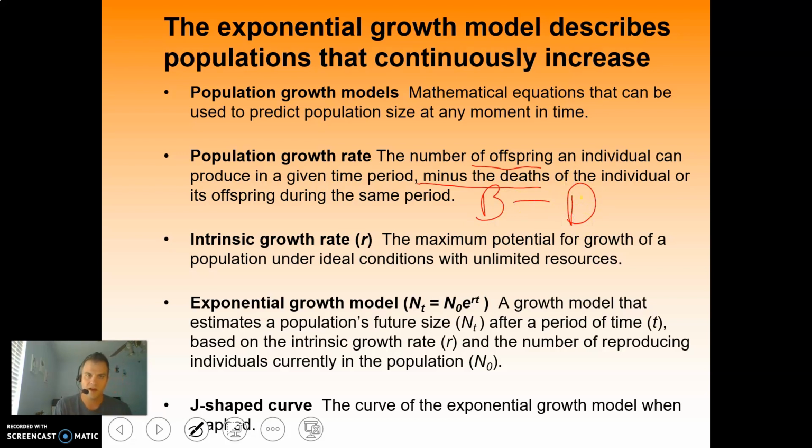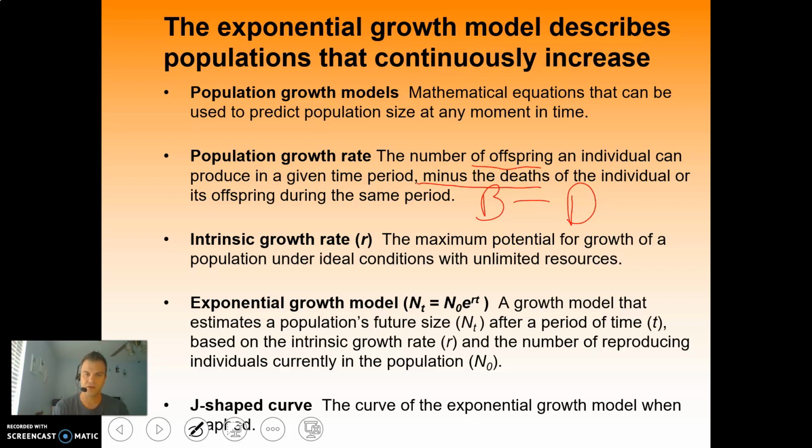All right. The intrinsic growth rate is going to be r. That's going to be the maximum potential for growth of a population under ideal conditions with unlimited resources. This means there'd be unlimited food, unlimited shelter, unlimited water, no predators, things like that. That's the intrinsic growth rate, the maximum growth rate.